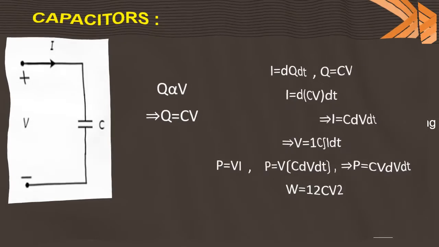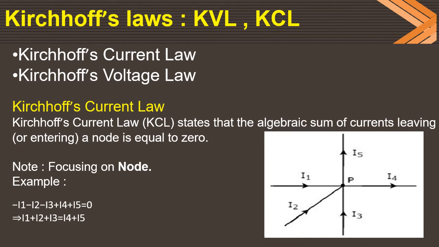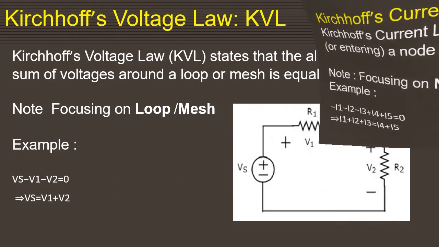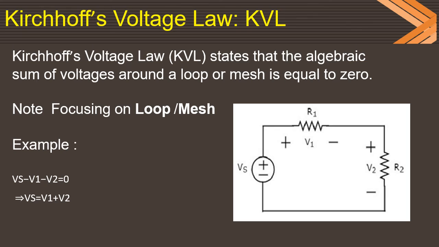Kirchhoff's current and voltage laws: incoming and outgoing currents are equal. That is, the incoming current equals the outgoing current, or the summation of all currents equals 0. In Kirchhoff's voltage law also, the summation of all the voltages across the components equals 0. You can observe here V1, V2 and the total source voltage.